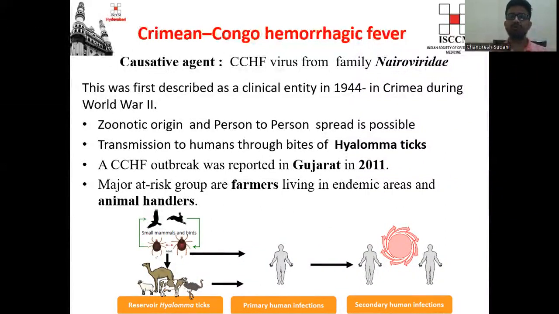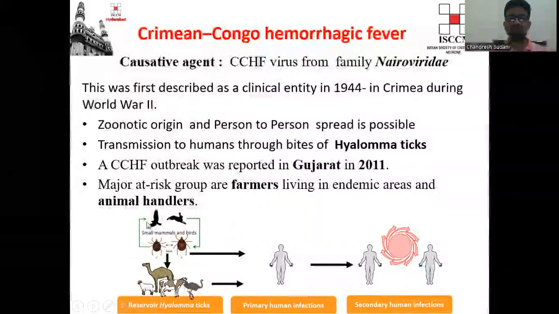1944 during World War II, particularly in Crimea. Later, in 1956, the same outbreak happened in Congo. That's why this disease was named Crimean Congo hemorrhagic fever. This disease is zoonotic in origin, and spread from person to person is also possible. Transmission to humans occurs through the bites of particular ticks, known as Hyalomma ticks. The last outbreak was reported in 2011 in Gujarat. Many farmers, particularly those handling animals, got this disease.